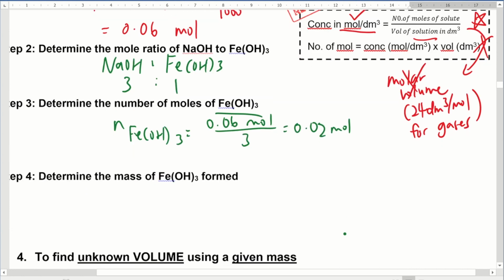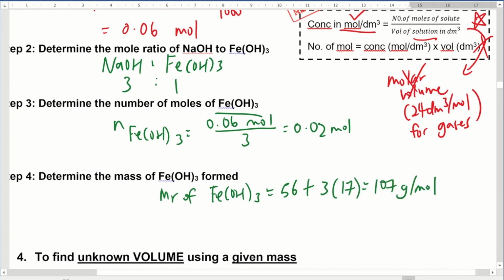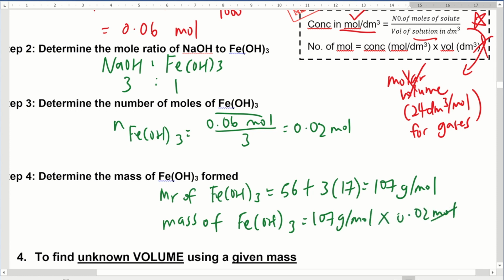What is the mass? Likewise, I will need to calculate the molar mass of iron 3 hydroxide. Molar mass of iron 3 hydroxide will be 56 plus 3 times 17 equals 107 gram per mole. So per mole is 107 gram. You are only given 0.02 moles. So mass of iron 3 hydroxide will be molar mass multiplied by 0.02 moles, moles cancel, equals 2.14 gram to 3 SF. So this is how you calculate.